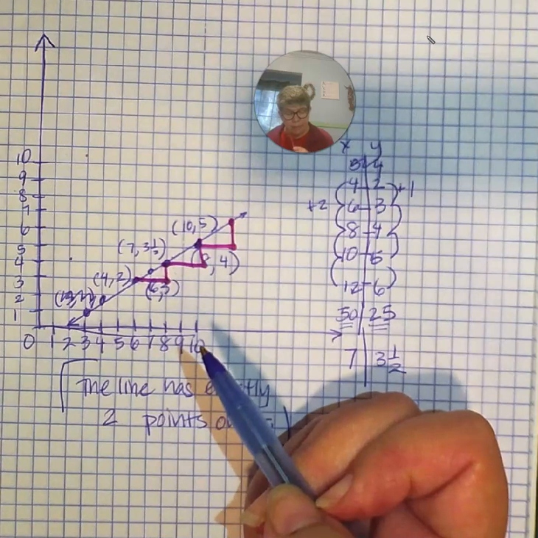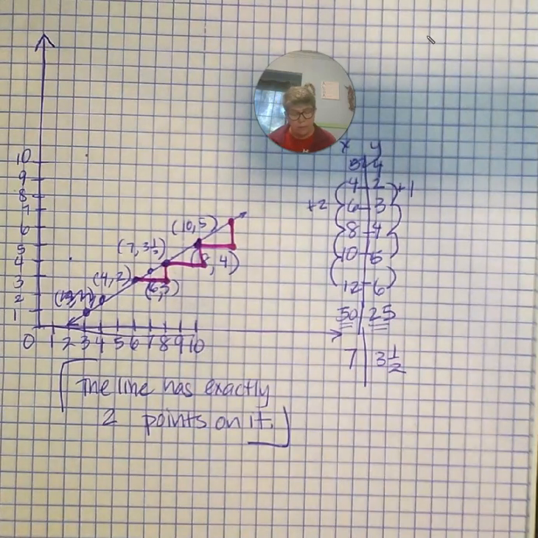If we start at any point on this line and move 2 times as much to the right as we move up, we will be at another point on the line. If the x-coordinate of a point is 2 times as much as the y, the point is on the line.